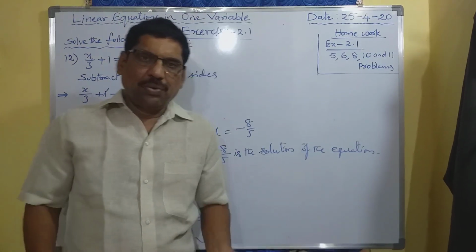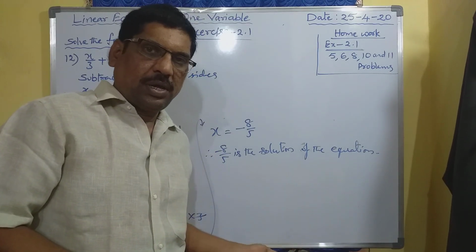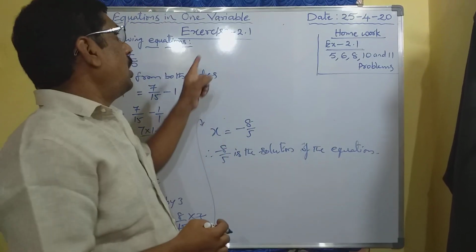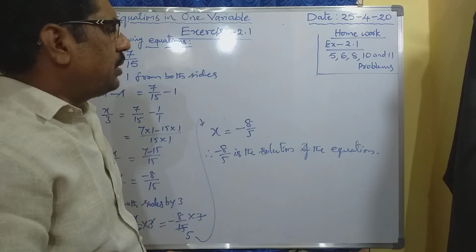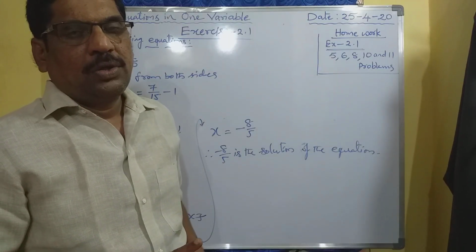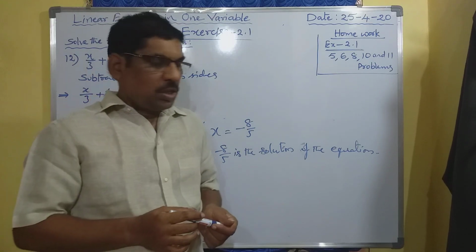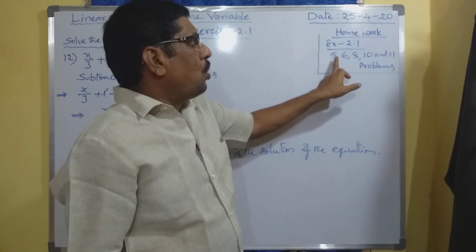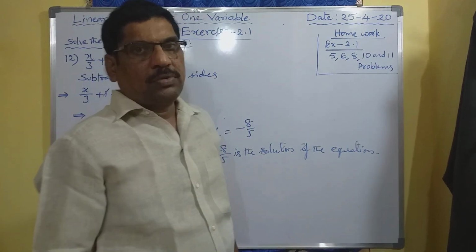Okay, like this we need to find the solution for the given linear equation. Now by this we have completed exercise 2.1, but some problems are left over. I have explained problems 1, 2, 3, 4, 7, 9, 12. So children, you need to complete the remaining sums as homework. The homework I have written here: exercise 2.1, problems 5, 6, 8, 10 and 11.